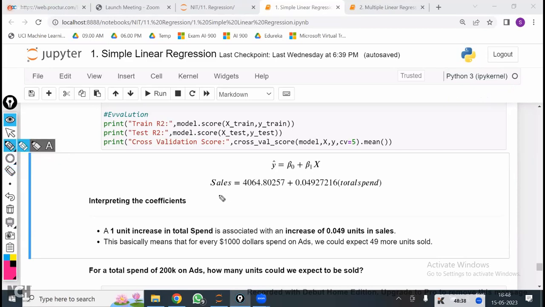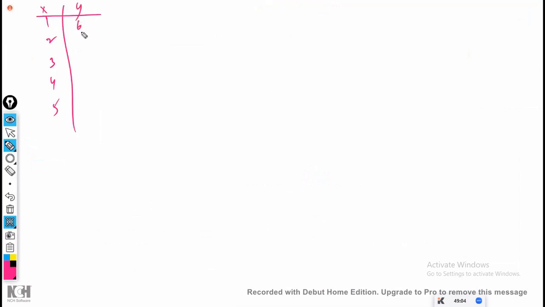Now, sales is equal to 4064 plus 0.047216 into total spend. From this, what are we going to understand? Whatever the beta value is, this is the beta value. What does this beta value tell? Let us understand with a simple example. X is 1, 2, 3, 4, 5. Y is 6, 7, 8, 9, 10.